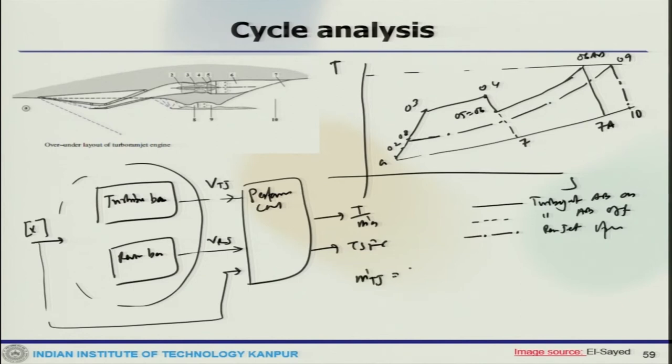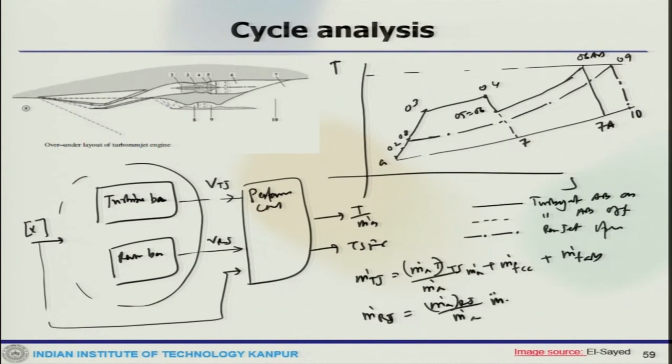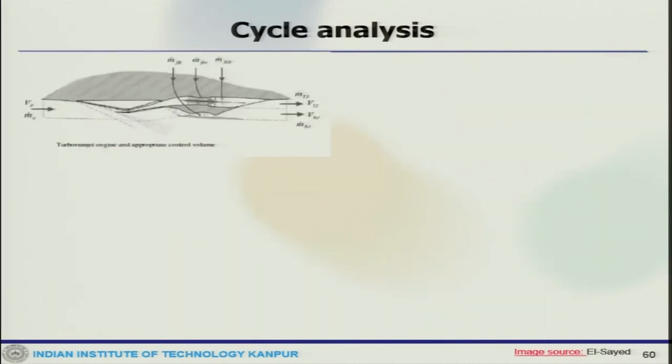M dot turbojet would be M dot A turbojet by M dot A plus M dot F CC plus M dot F AB, and M dot ramjet would be M dot A ramjet by M dot A plus M dot A ramjet. So there are two different fuel mass flow rate calculations which you can take, and so this is how it looks like.